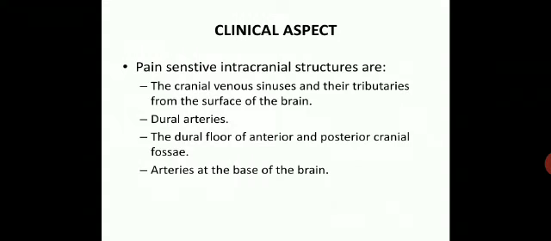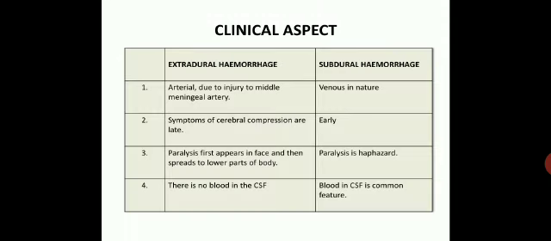Clinical aspect. The pain-sensitive intracranial structures are the cranial venous sinuses and their tributaries from the surface of the brain, dural arteries, the dural floor of the anterior and posterior cranial fossae, and arteries at the base of the brain. Extradural hemorrhage and subdural hemorrhage are both common.